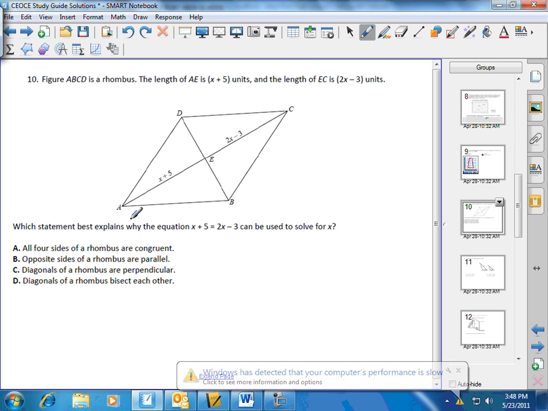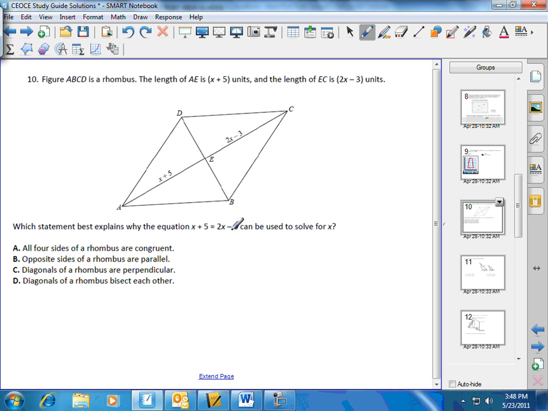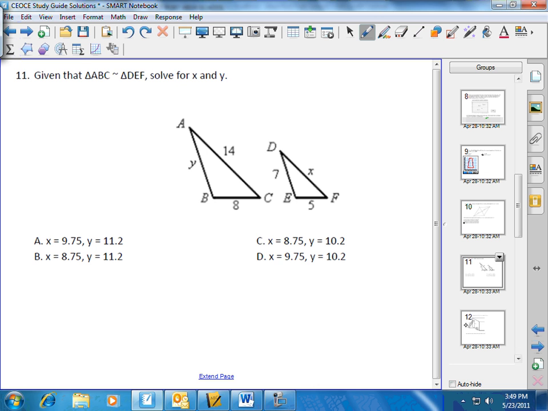But the question is, which statement best explains why the equation x plus 5 equals 2x minus 3? And that is because the diagonals of a rhombus bisect each other. They cut each other in half. So this length is equal to this length, or x plus 5 is equal to 2x minus 3. All right, let's move on to number 11.